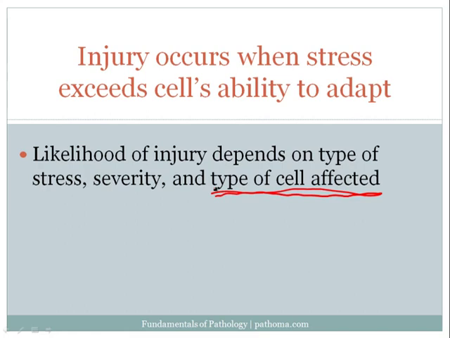Anyway, in this particular section, we're dealing with injury. And so if I just very quickly read to you what we have here on our text, we say that injury occurs when the stress exceeds the cell's ability to adapt, as I've already explained. And the likelihood of injury is going to be based on the type of stress, the severity, and the type of cell that is affected.